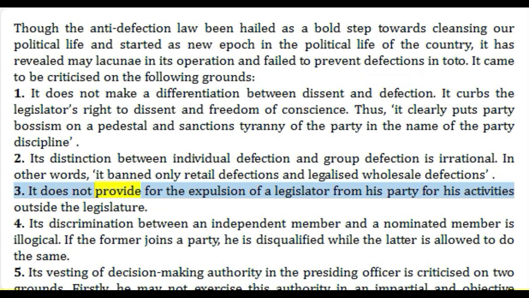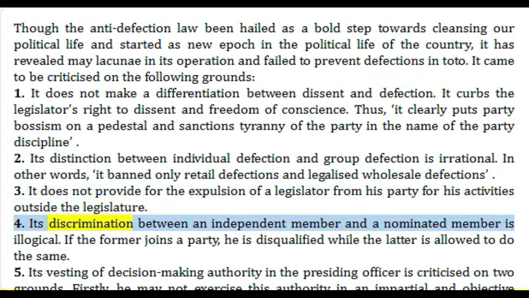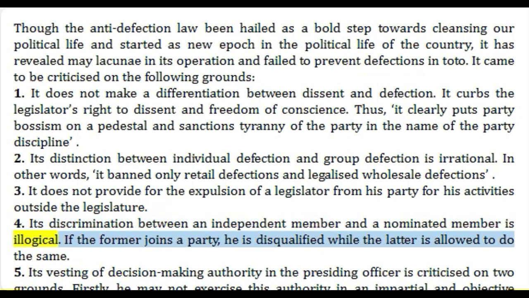3. It does not provide for the expulsion of a legislator from his party for his activities outside the legislature. 4. Its discrimination between an independent member and a nominated member is illogical. If the former joins a party, he is disqualified, while the latter is allowed to do the same.